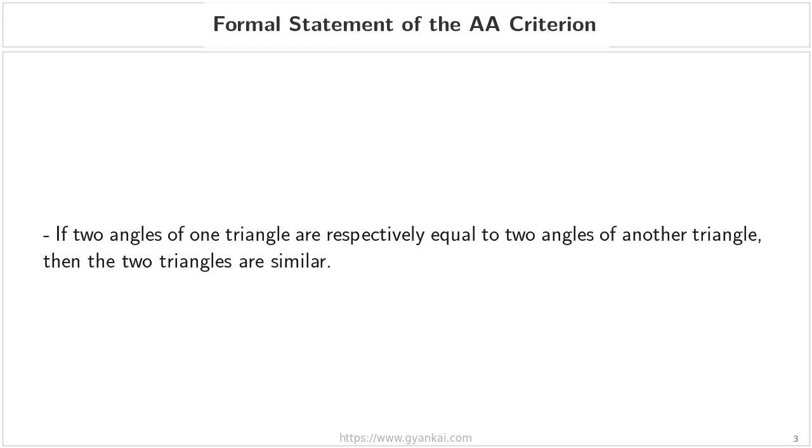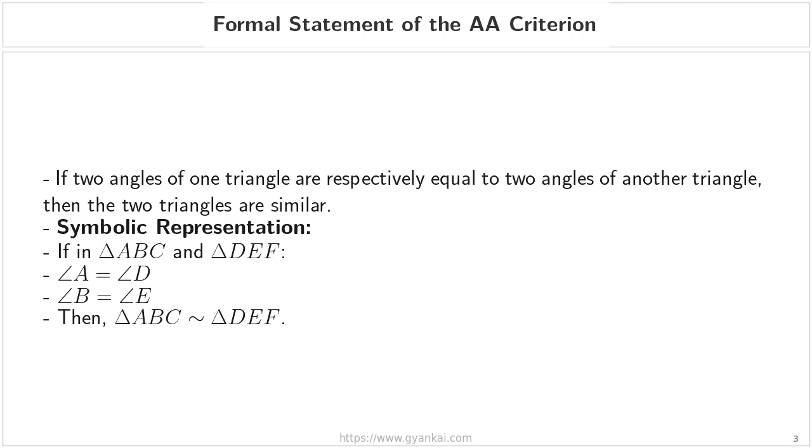Formal statement of the AA criterion. If you can show that two angles of one triangle are respectively equal to two angles of another triangle, you have officially proven that the two triangles are similar. To make this easier to use in geometry proofs, we use a symbolic representation. Let's look at two triangles, triangle ABC and triangle DEF. If we establish that angle A is equal to angle D, and angle B is equal to angle E, then we can write that triangle ABC is similar to triangle DEF, using that little tilde symbol to denote similarity.